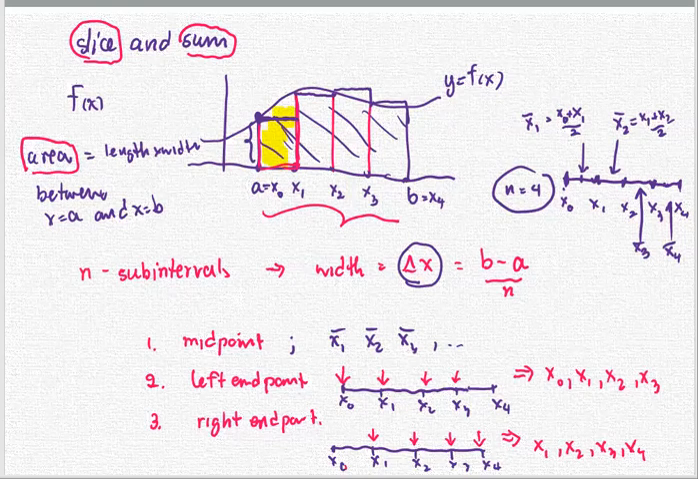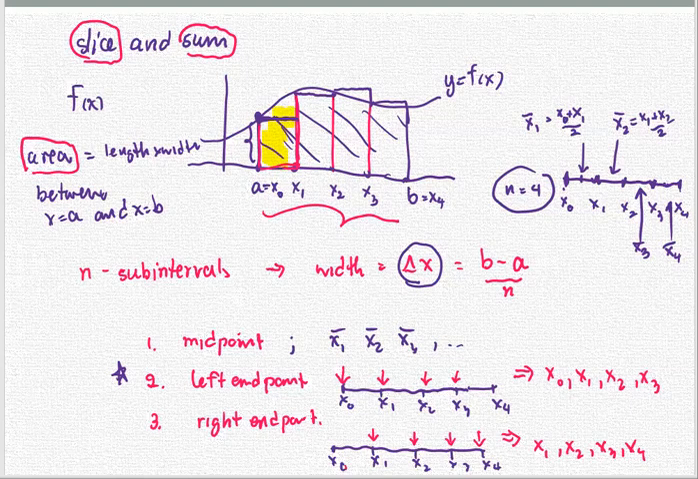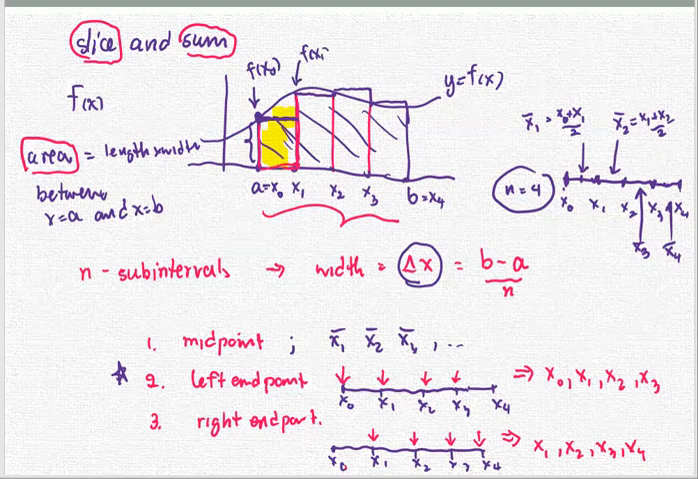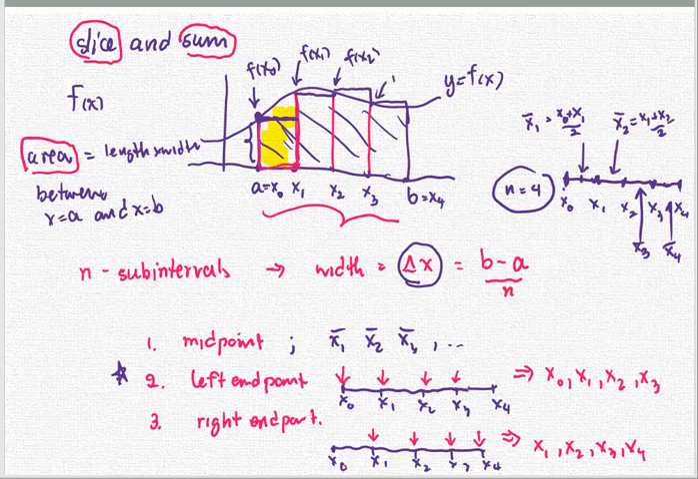So the length, which is the height of the bar, depends on the x that we use to calculate. For the case of the left end point, like what I show on the screen here, the first height is going to be the function at x0. Next height is going to be the function at x1. And next the function at x2, function at x3.